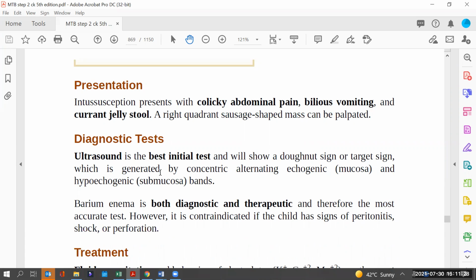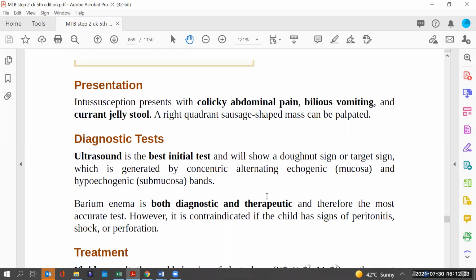Ultrasound. On the basis of ultrasound, that is going to be considered the best initial test and will show a donut sign or target sign. That's a particular ultrasound shape by which you can easily determine this, which is generated by concentric alternating echogenic mucosa and submucosa bands, because telescoping is there. So you can easily differentiate the mucosa of one bowel loop from the submucosa of another bowel loop. This is how the donut is going to form.